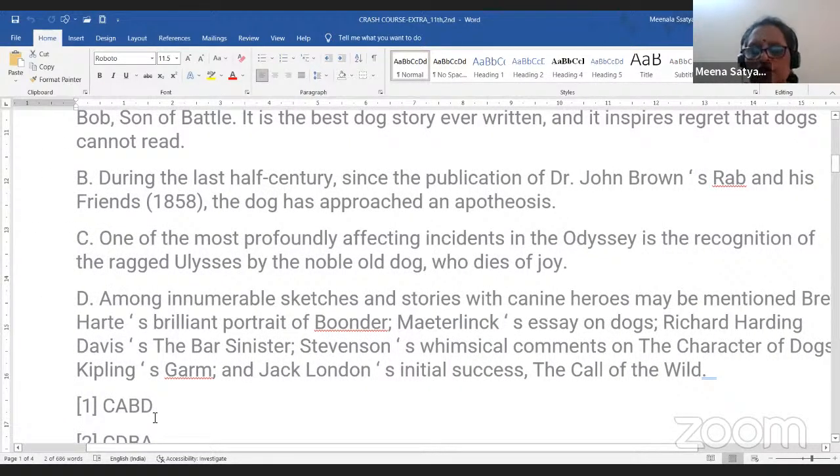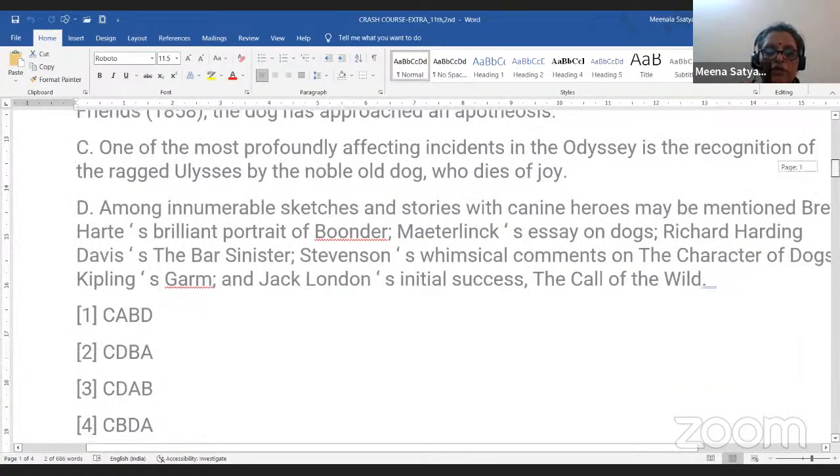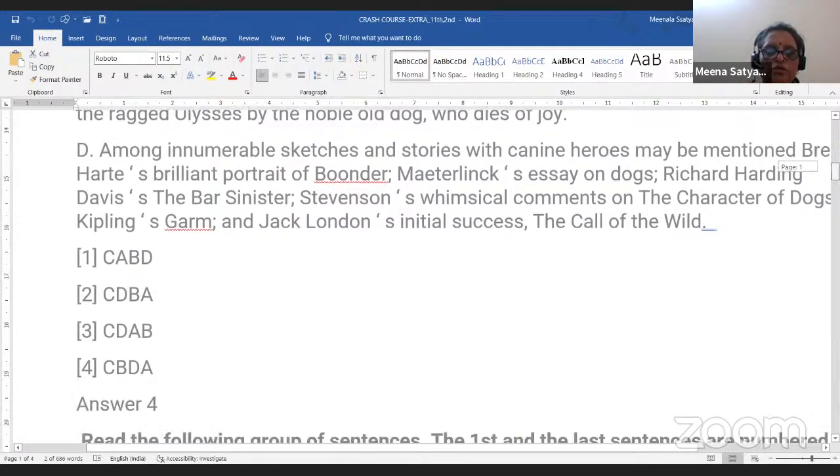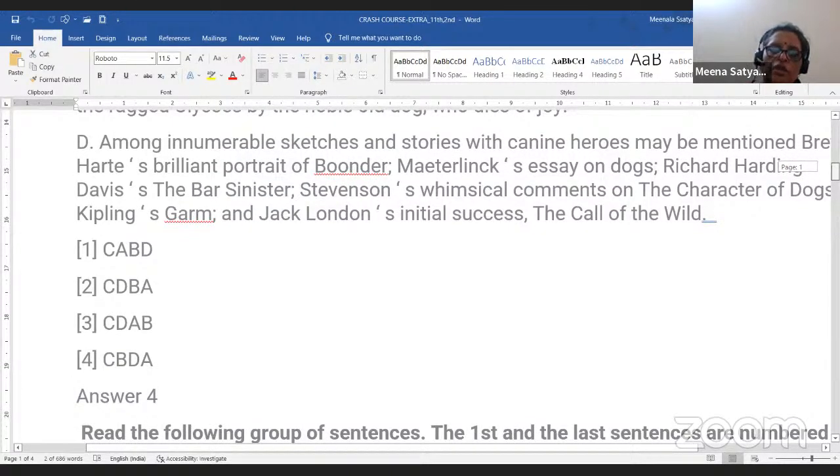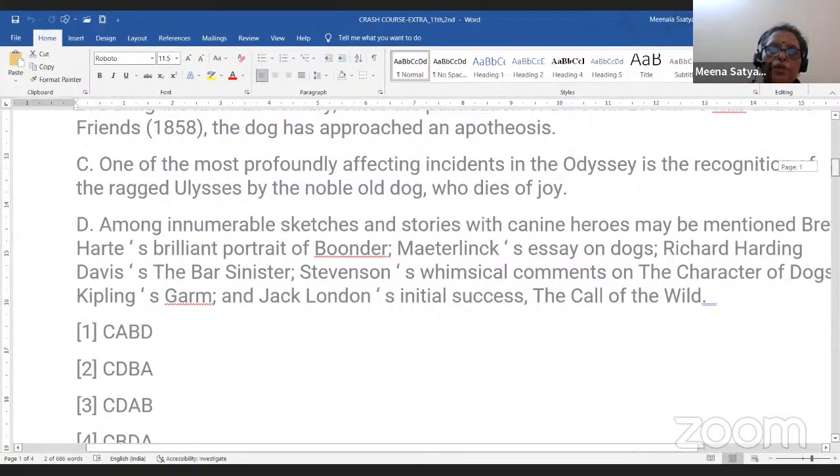Among innumerable sketches and stories with canine heroes may be mentioned Bret Harte's brilliant portrait of Boonder, Maeterlinck's essay on dogs, Richard Harding Davis's The Bar Sinister, Stevenson's whimsical comments on the characters of dogs, Kipling's Garm and Jack London's initial success, The Call of the Wild. So we have all these things to arrange. The options are CABD, CDBA, CDAB, CBDA. He says the answer is 4, CBDA. Okay, let's see.